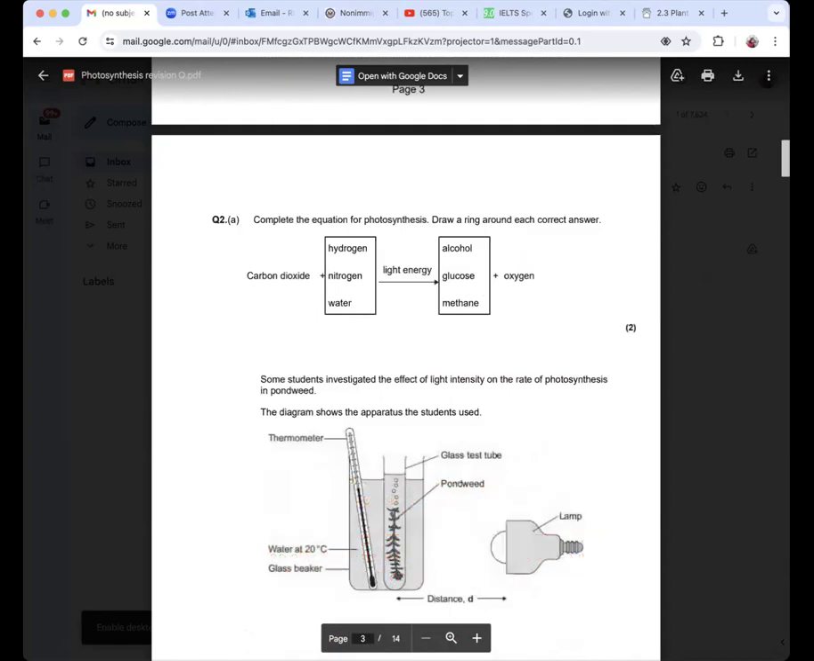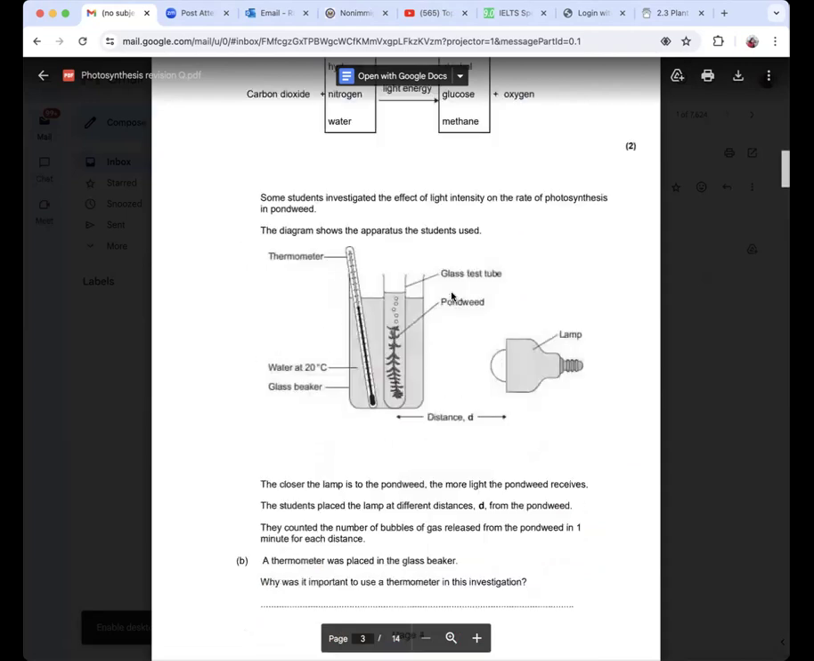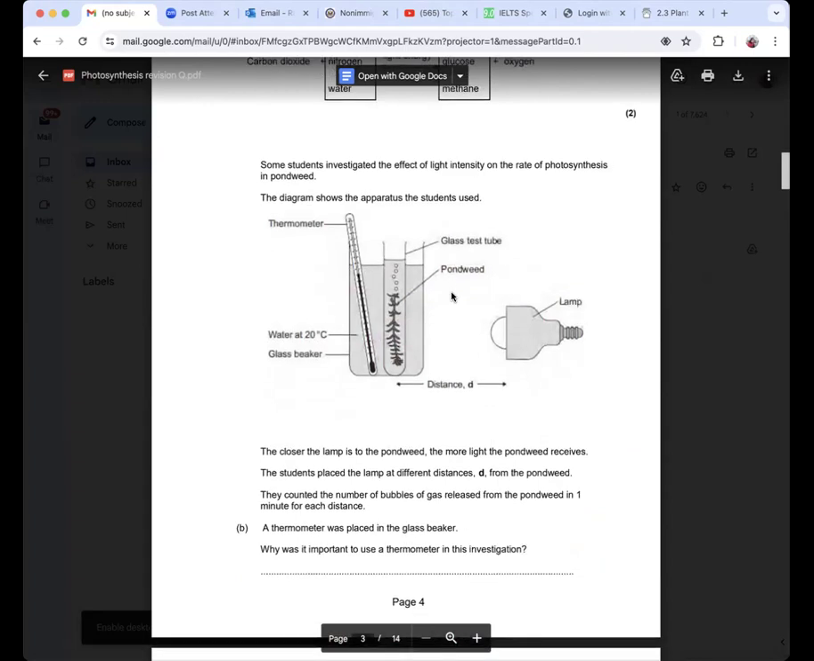Photosynthesis, right? Carbon dioxide plus water, with light energy makes glucose plus oxygen. Great. Could you read this out, please?